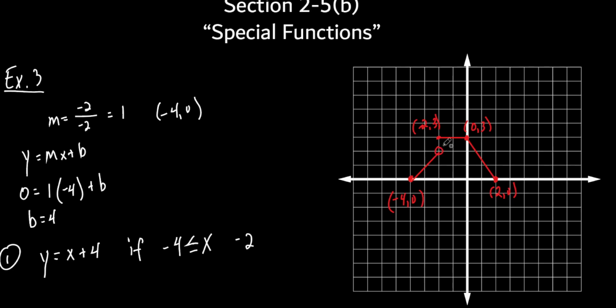This is an open circle. So what's this going to be? It's just less than. It's not or equal to. So this little bit right here, the negative 2, it's open. So we put just less than. So that's the equation for that piece of the graph. You with me on that? Okay? So that was the hardest one.